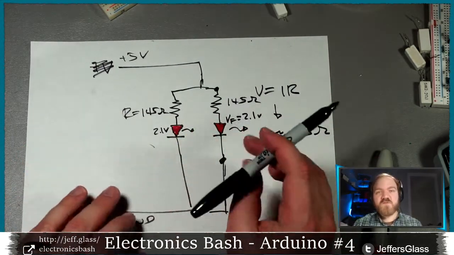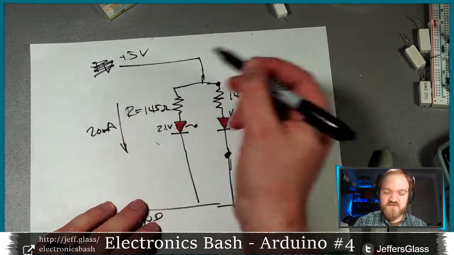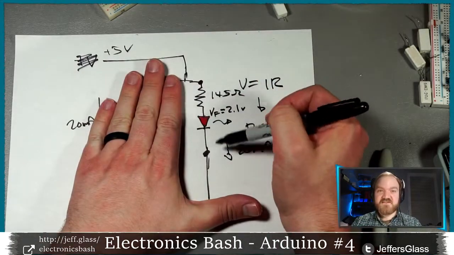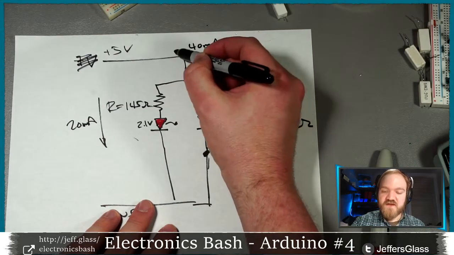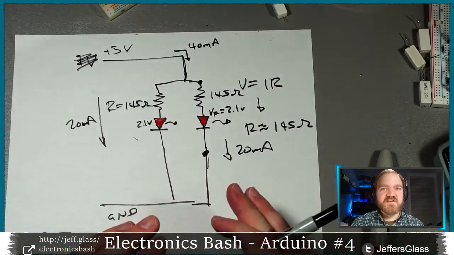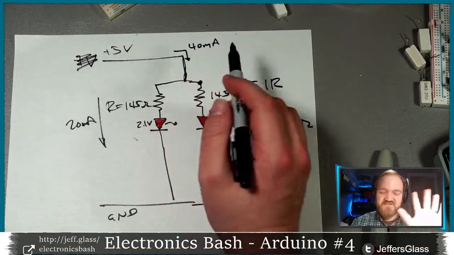This sort of leads us to a point we haven't talked about though, right? I said I have 20 milliamps flowing through this side. I have 20 milliamps flowing through this side of the circuit, if you will, which means I have 40 milliamps flowing through this part of the circuit right here. And that is due to something called Kirchhoff's current law. You don't need to remember the name of that law. It's really intuitive. People make a big deal about this.